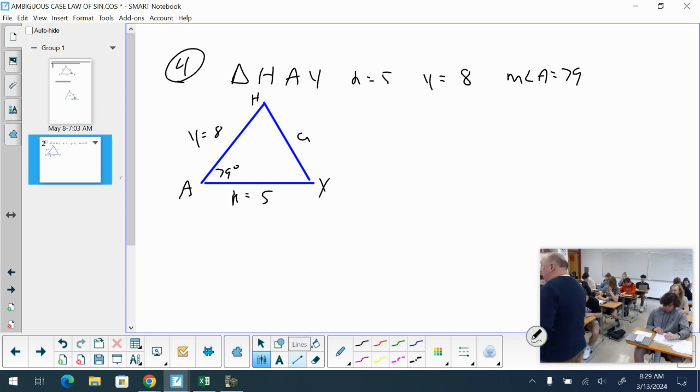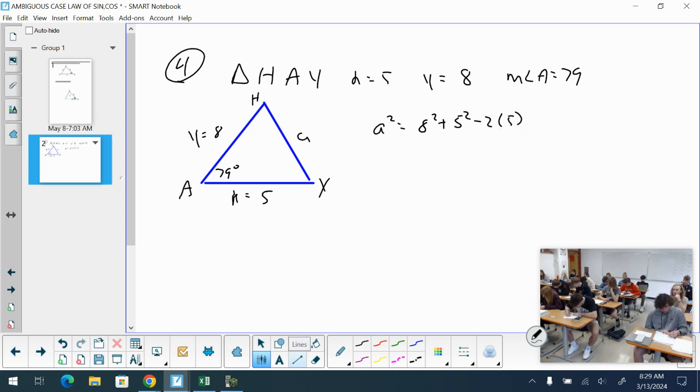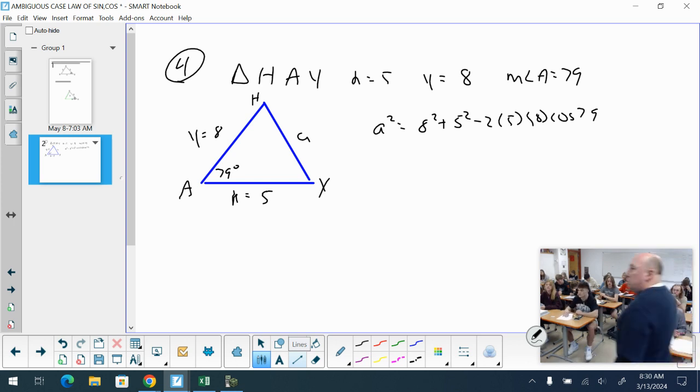But I ask you to find little a first. Little a, you can use your law of cosines to find. So we have a squared is equal to 5 squared plus 8 squared, minus 2 times 5 times 8 times cosine of 79 degrees. And once again, we're just using law of sines and law of cosines here. I had the presumption that we were pretty much done, but I see a lot of heads down. So, solve for little a.